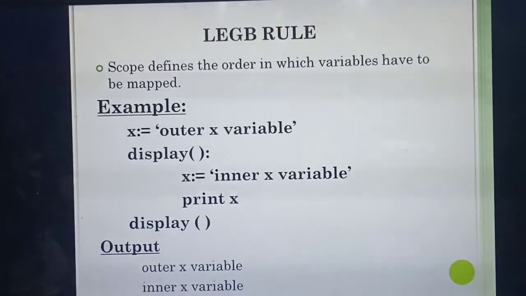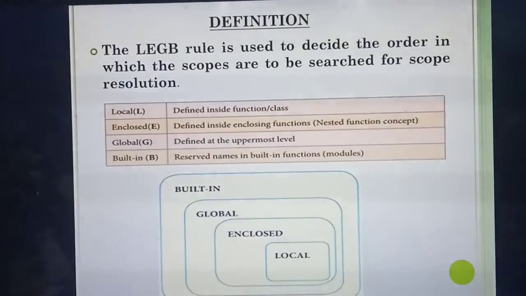Okay, so for that only you are giving a rule called what? LEGB rule. Understood why you are giving the LEGB rule? The order in which the program needs to be run, that is called the LEGB rule. Okay, so the LEGB rule question starts from here. A very, very important 5-mark question is this LEGB rule and types of scope.